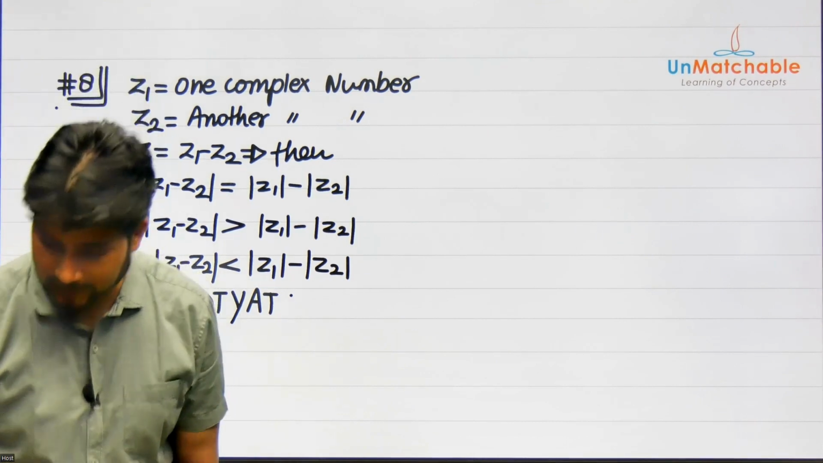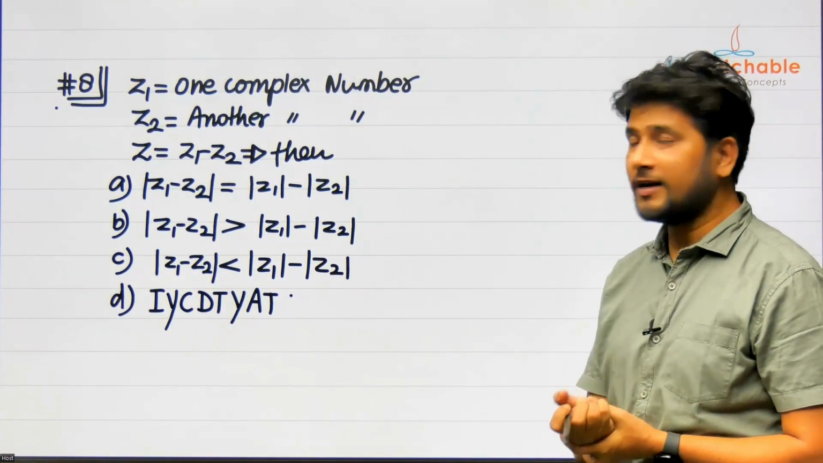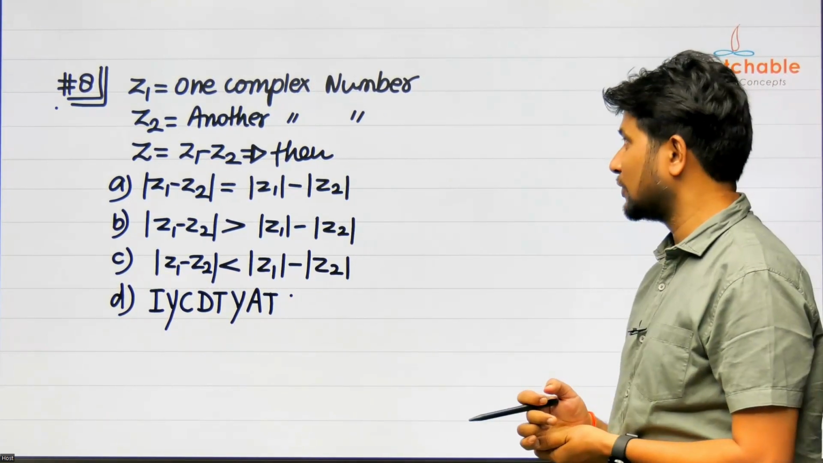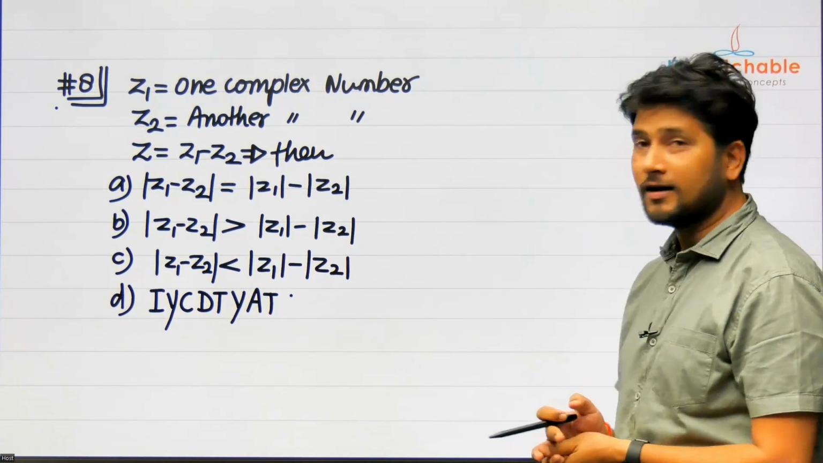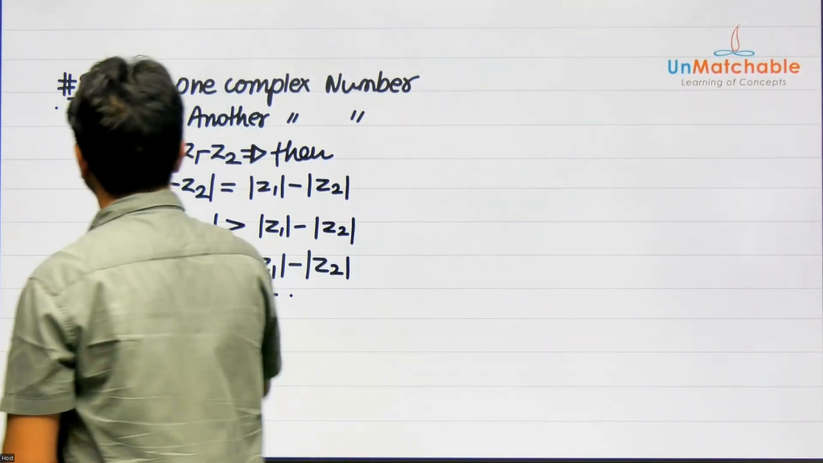What about this one? If Z1 is one complex number, Z2 is another complex number, and Z is defined as the difference of Z1 and Z2, then which one is going to be correct? इस बार क्या ख्याल है आपका?